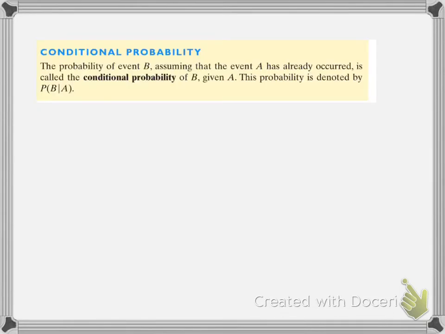So if we have two dependent events, we have what's called a conditional probability. The probability of event B, assuming that event A has already occurred, is called the conditional probability of B given A. This probability is denoted by P(B|A). This means the probability of B given that A is something you're aware of. So A has already occurred. What's the probability of B?